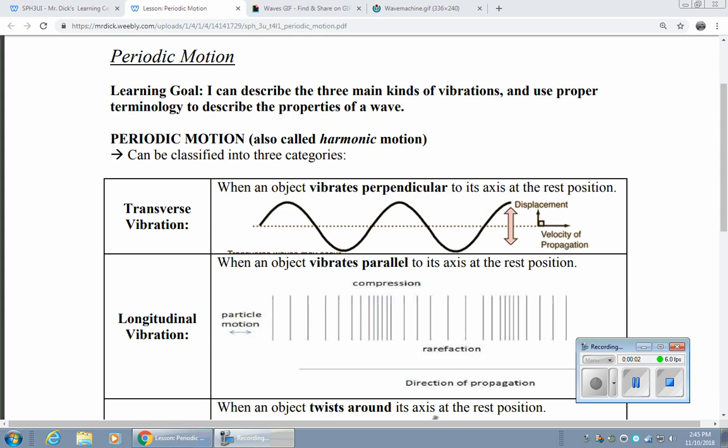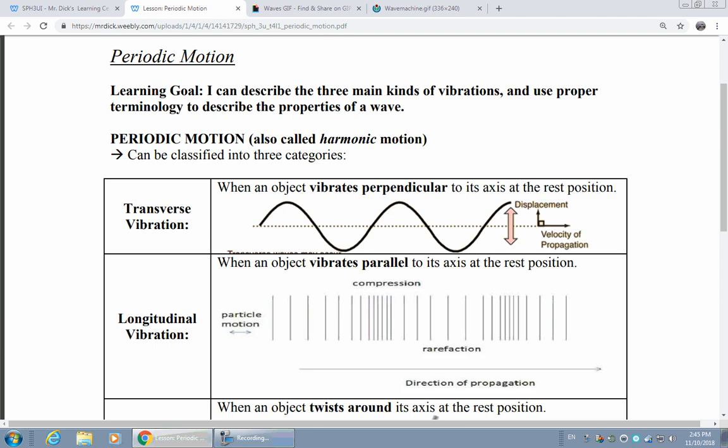Before we can really begin to understand waves, we have to understand what type of motion creates waves in the first place. And that kind of motion is called periodic motion. And that periodic word means that the motion is repeating itself at regular periods of time, or regular intervals of time. In other settings in physics, this is also sometimes called harmonic motion.